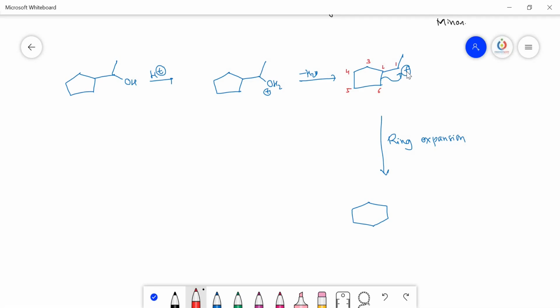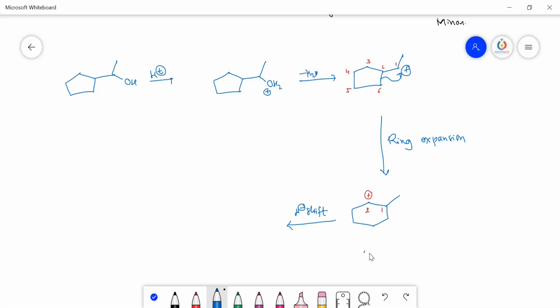So in this 6-member ring, the first carbon atom has the positive charge, but that positive charge will shift to the second carbon atom. Why? Because the second carbon atom is losing these electrons to the first carbon atom. So you just assign any of these carbon atoms as the first carbon atom. If you assign this carbon atom as the first carbon atom, then automatically it becomes the second carbon atom. The second carbon atom will get the positive charge, and on the first carbon atom there is a methyl group, like this. Okay, and now a hydride shift takes place.